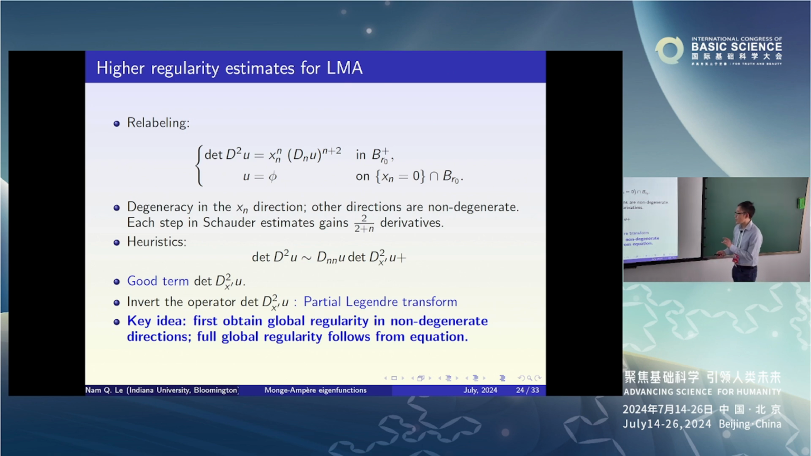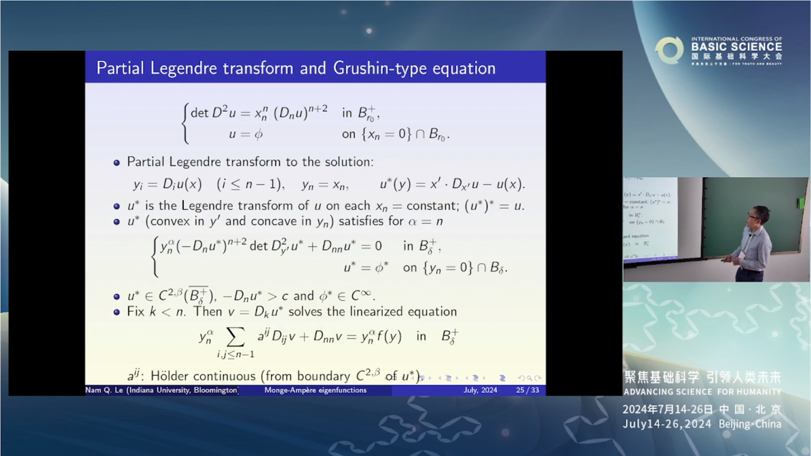And so the way to do that, this is a nonlinear operator. But there's one way to do that. We use the partial Legendre transform. When you use the partial Legendre transform, you transform u into the function u star, and somehow it's a kind of Legendre transform on each line xn equals constant. And if you do the transformation back, you see that u star becomes u. And so therefore, if we want to study the regularity of the equation, we only need to study the regularity of u star. And so this is the equation.